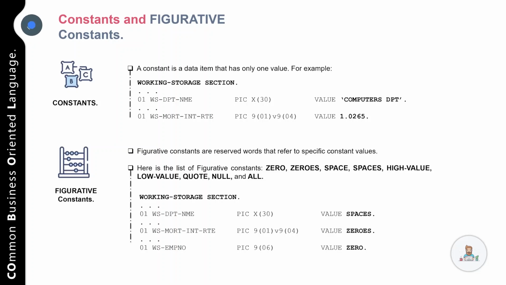We're going to showcase how you can use these variables in our coming lectures. Lastly, to keep your code simple and consistent, it is always recommended that you use the singular form of figurative constants, that is zero, space, quotes, high value and low value.